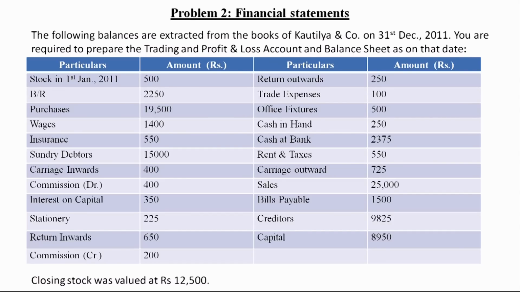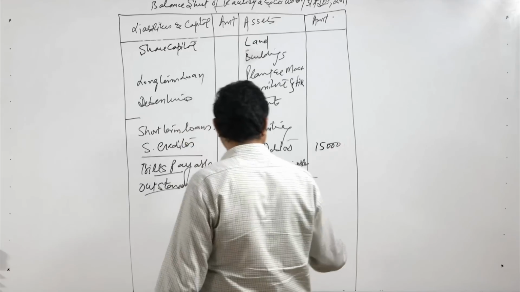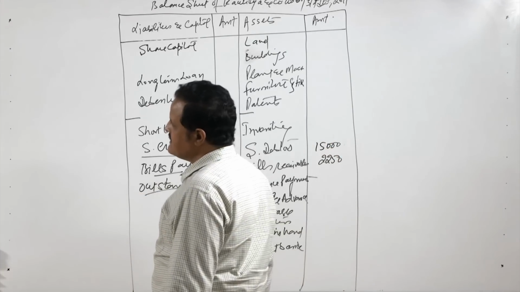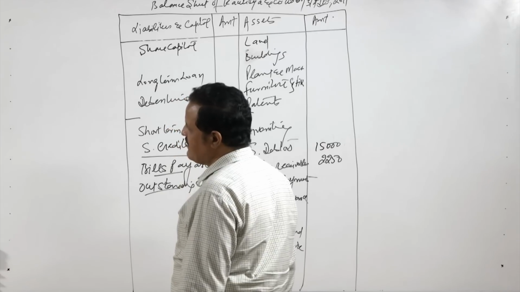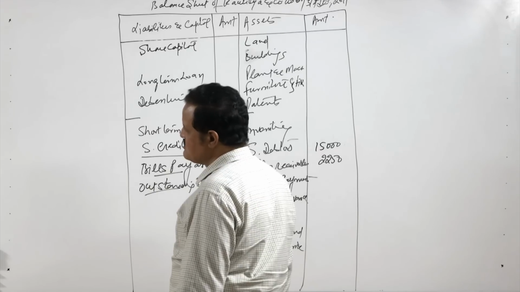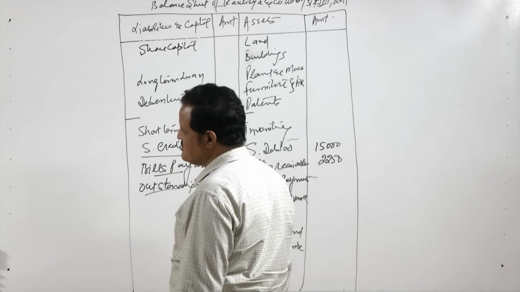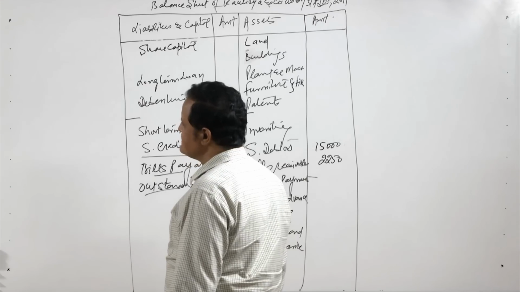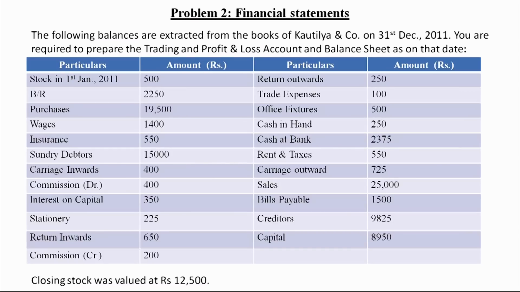Purchases we have already done, wages we have already done, insurance we have done, sundry debtors. Sundry debtor is 15,000, and 2,250 is the bills receivable. BR, I told you, bills receivable is a proof of the credit sales. Sundry debtors, bills receivables. Then carriage inwards as expense we have taken, commission, interest on capital as expense, stationery, return inwards, return outwards, trade expenses, office fixtures, cash in hand, cash at bank, rent, everything we have taken.